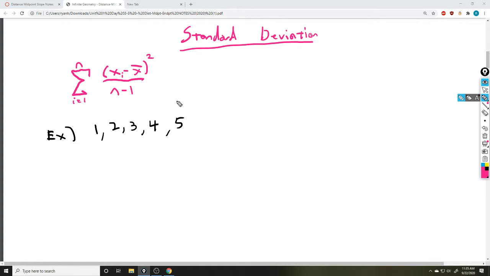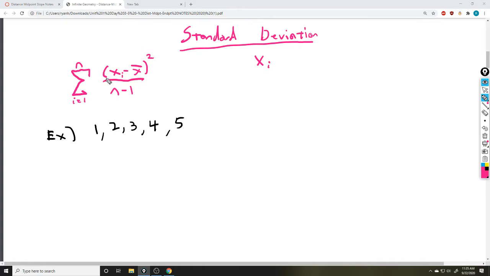Speaking of standard deviation, I want to talk a little bit more in depth about it. And I want to give you an idea of what the formula looks like and how it gets calculated. You won't have to actually calculate it very much, but I just want to show you an example so that you get a better understanding of how the formula works.